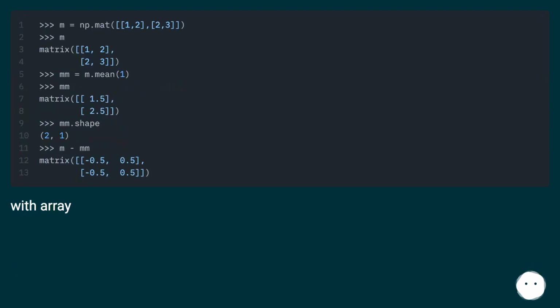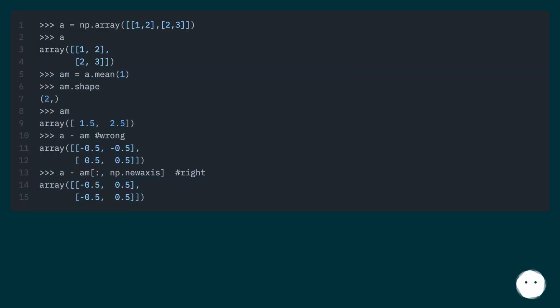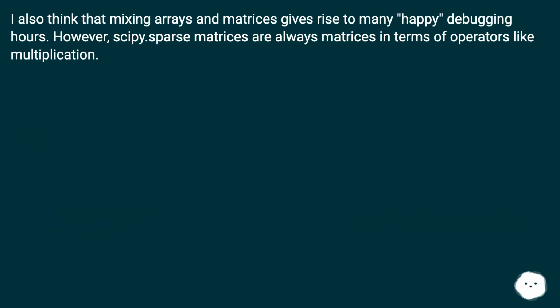For example, the mean of the rows of a matrix or array. With matrix, with array. I also think that mixing arrays and matrices gives rise to many happy debugging hours. However, scipy.sparse matrices are always matrices in terms of operators like multiplication.